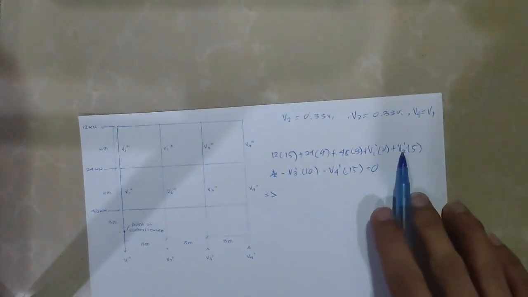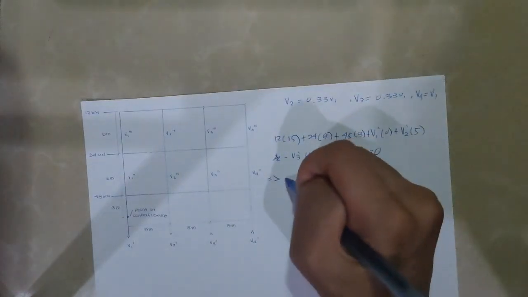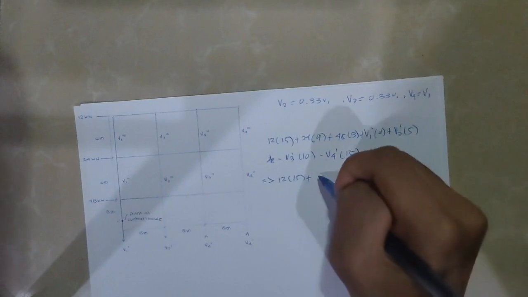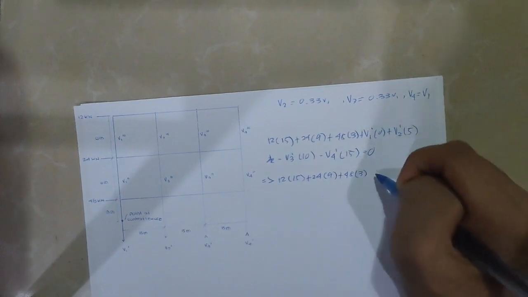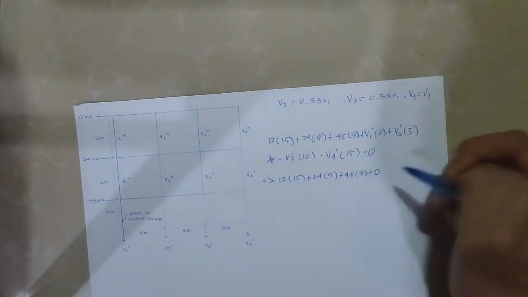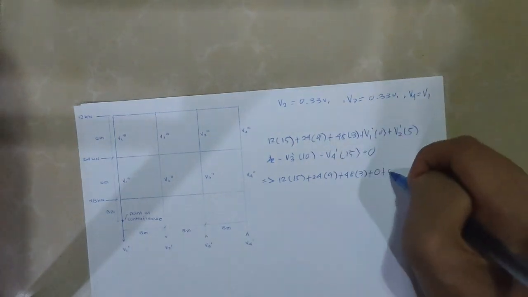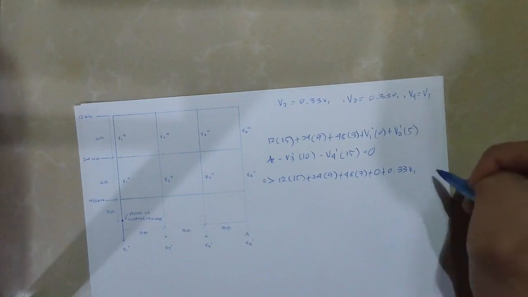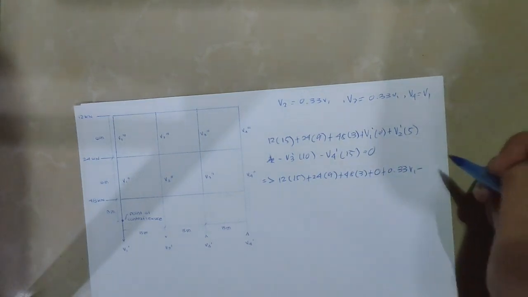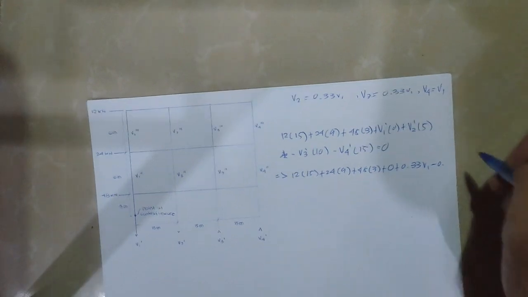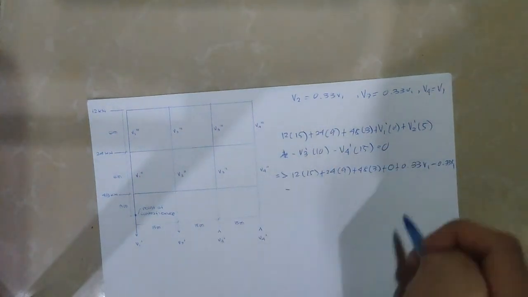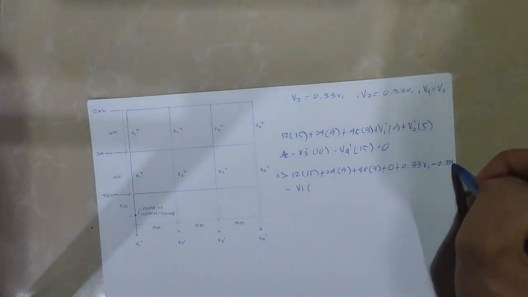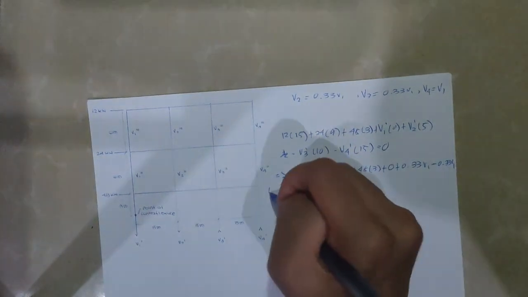Then let's rewrite this, since we have the value of V2. 12 times 15 plus 24 times 9 plus 48 times 3, plus since times 0 it is just 0, plus V2, which is 0.33 V1, and then negative V3, 0.33 V1, minus V4, which is V1 times, I'm sorry, V1 times the distance of 10.